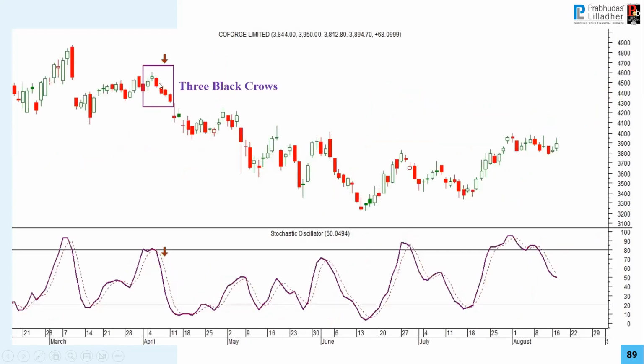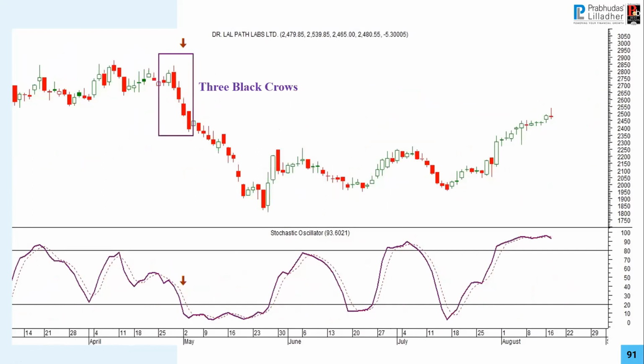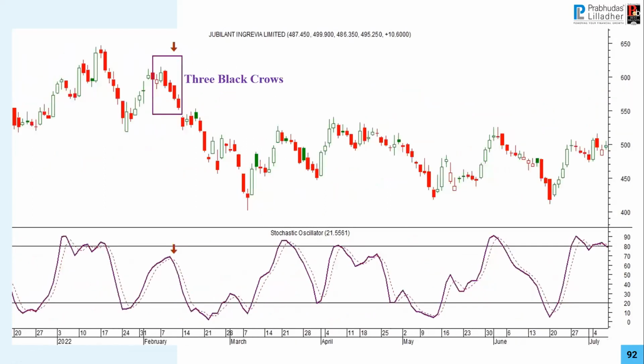Similarly, over here also go all out. Once you see this is an evening star also followed by three black crows, we are going to go all out, add more on the break of three black crows. Similarly, in this also, needless to say, it's the same definition, same understanding.